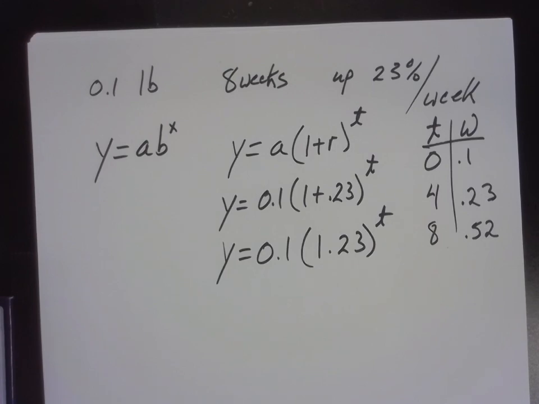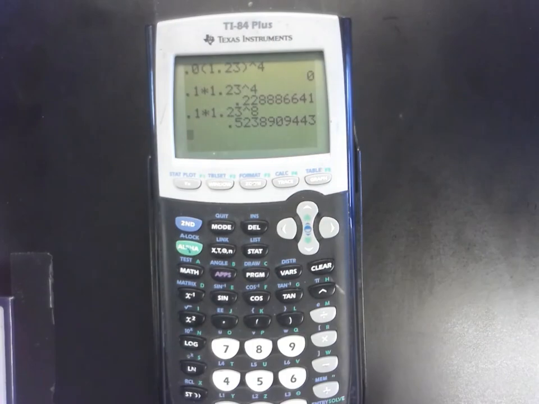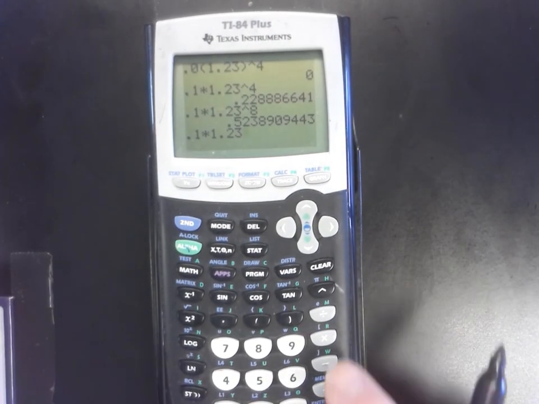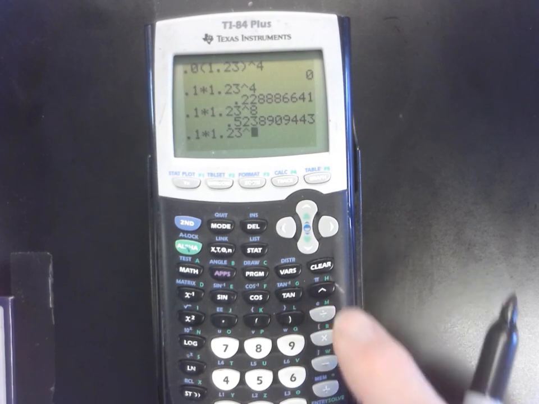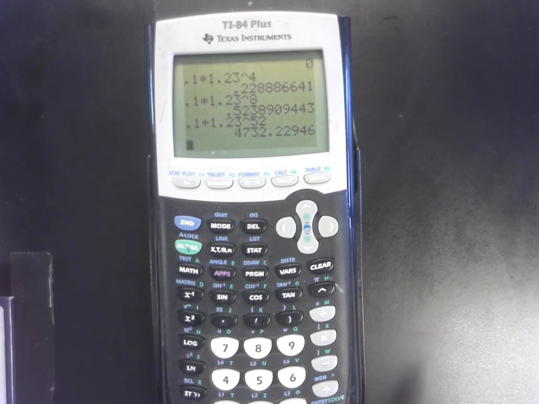What if this happened for a year, 52 weeks? What would happen if this catfish grew at this rate for 1 year? Hold on a minute. Raise to the 52nd power. 52 weeks in a year. You ever see a 4,700 pound catfish? I wish that would.